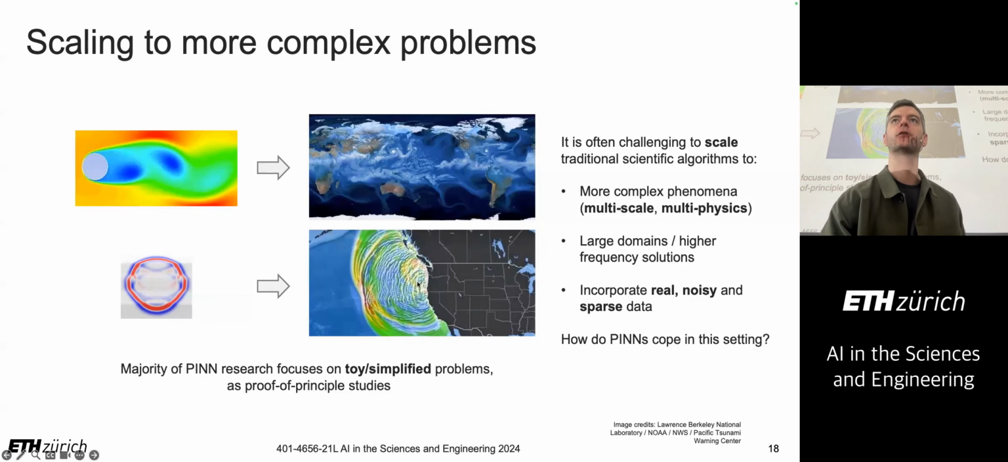And if you think about our traditional methods that we would use to solve these kinds of larger scale problems, it's often really challenging to scale them, right? This is why we're thinking about using machine learning to help, especially when we have multi-scale, multi-physics systems, if we have large or high frequencies, and if we have noisy and real or sparse data as well. These things can really make our traditional methods struggle.